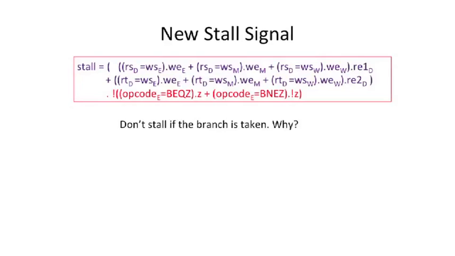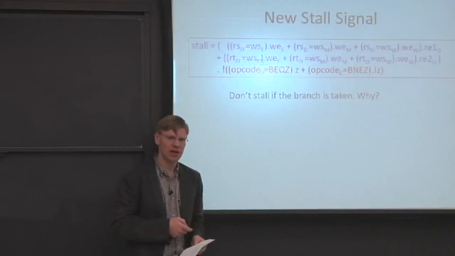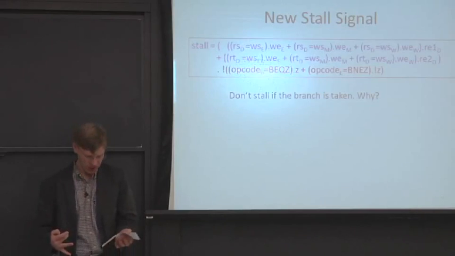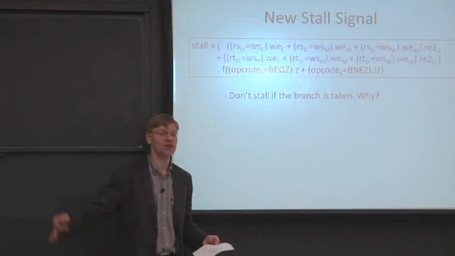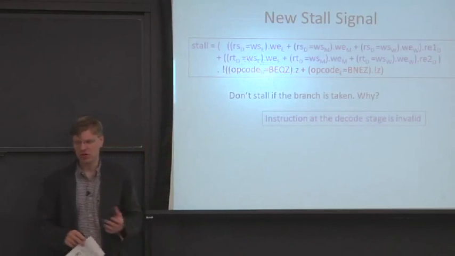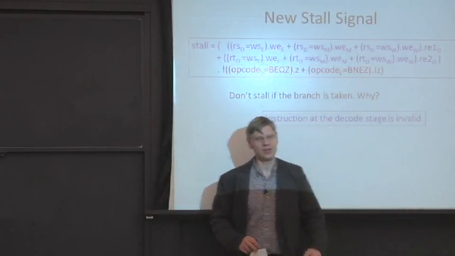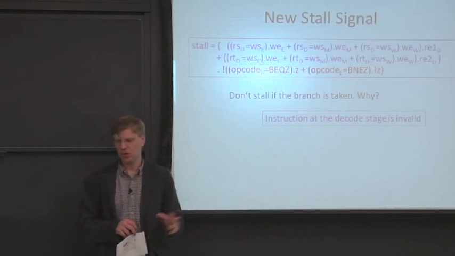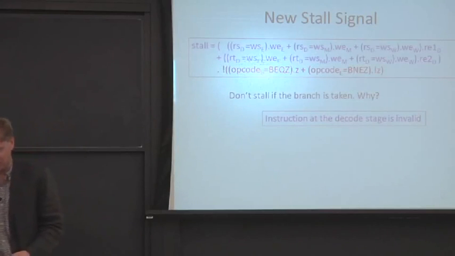And why don't we stall if the branch is taken? It's the same question we had on the previous slide. You have a branch, it's happening. If we stall the front of the pipe, the instruction in the decode stage has to be unstalled to get that out and clear it out. So the instruction in the decode stage is now invalid, so we don't want to pay attention to any of the stall information. It's just like a red herring, a piece of information you shouldn't be paying attention to. So you want the instruction in the decode stage to be turned into an invalid instruction.